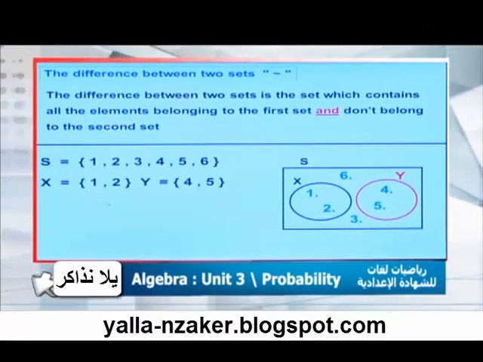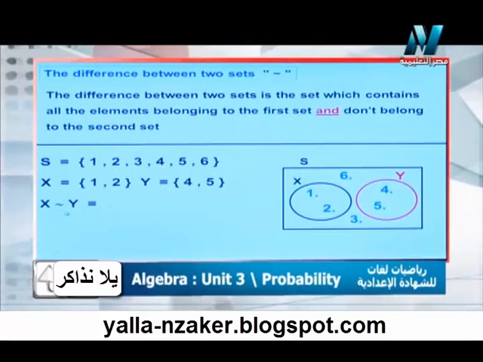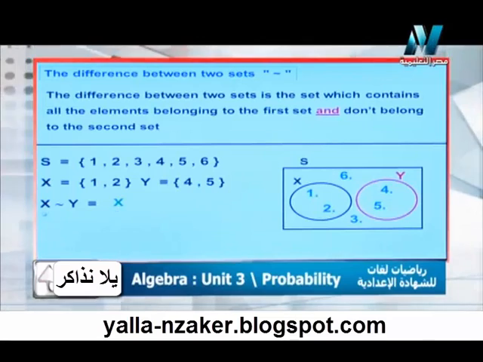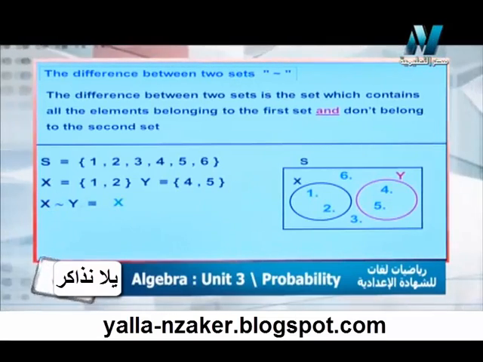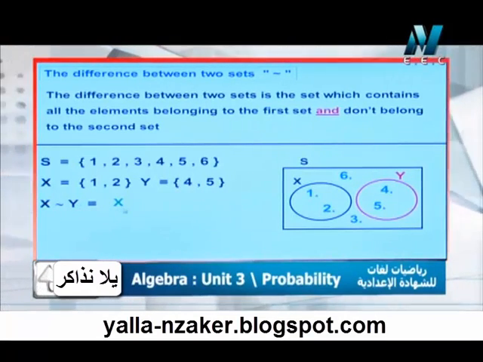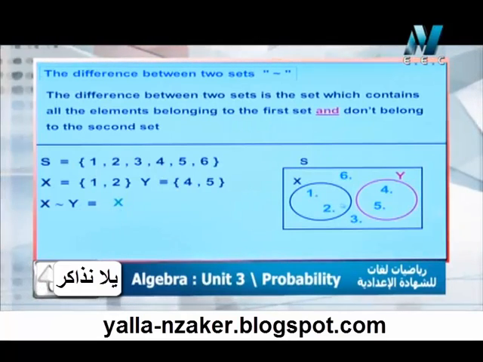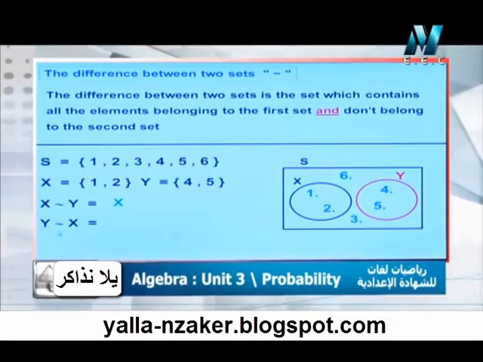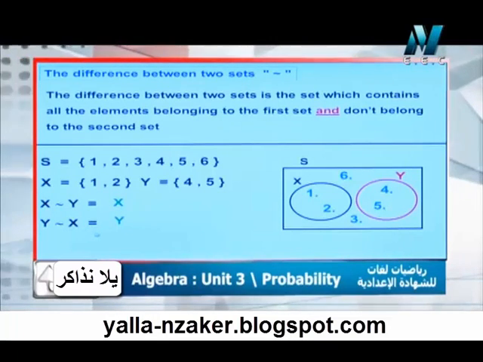Now I want to find X difference Y, and actually X difference Y is the same as X, because the elements which belong to X and don't belong to Y are 1 and 2, which is X. For two disjoint sets, the difference between them is simply the first set. And if I reverse it, Y difference X, the answer is Y.